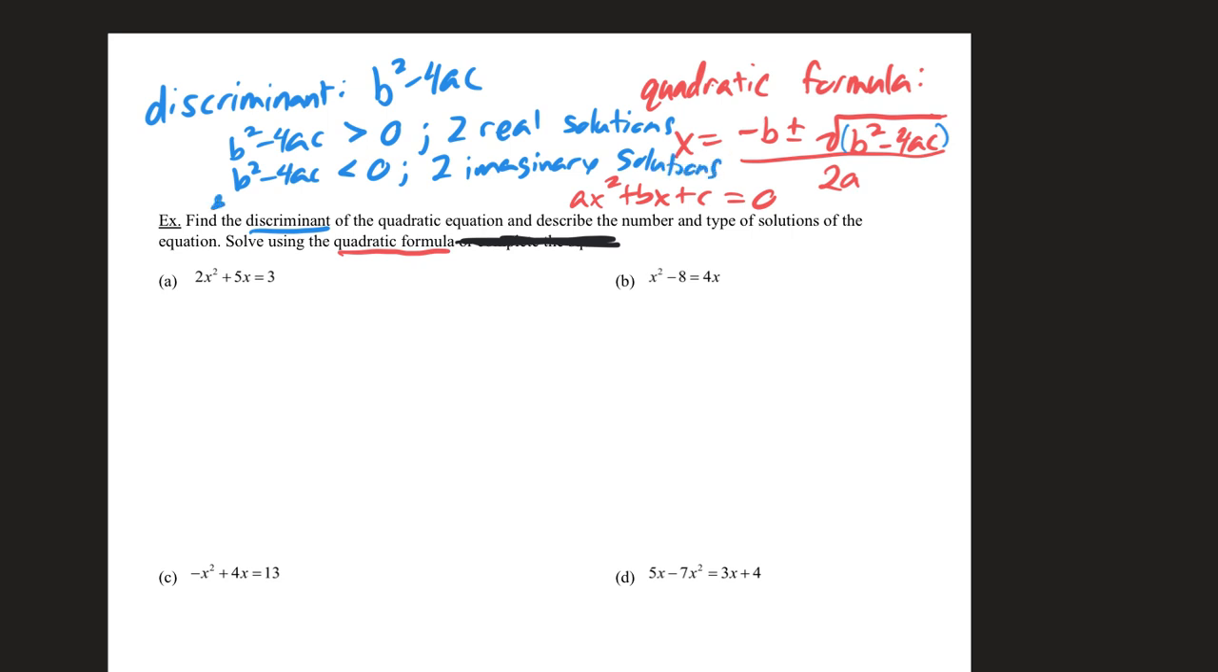And on the rare instance that your discriminant is exactly equal to 0, then I have one real solution, and it's the double root. That's the vertex on the x-axis that we talked about a couple classes ago. Okay.